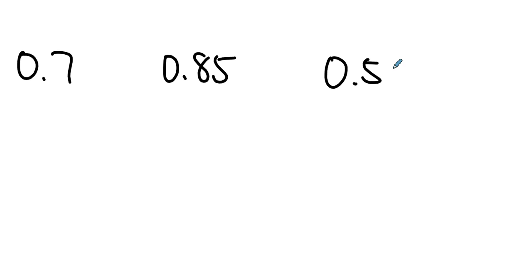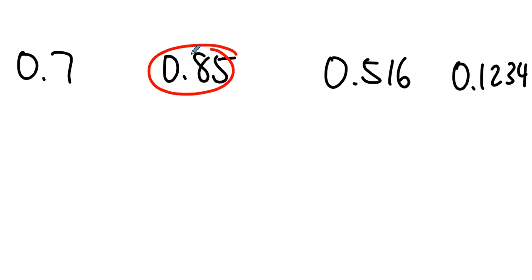So if we can talk about how to order them, here are a few decimals: 0.7, 0.85, 0.516, and 0.1234. So among those four decimals, who is the biggest? Well, that's 7/10. That's 8/10 and then other things. That's 5/10 and then other things. That's 1/10 and then other things. So this one is the biggest.